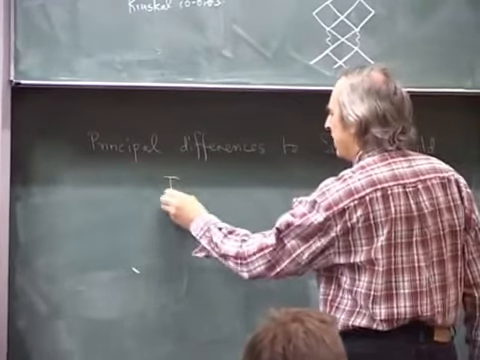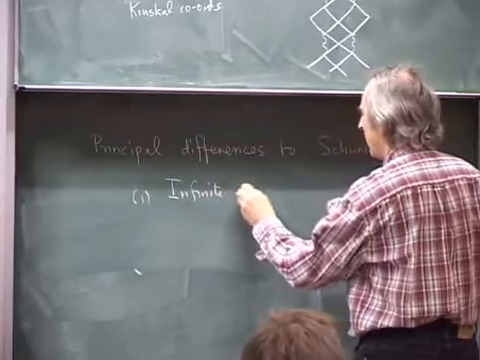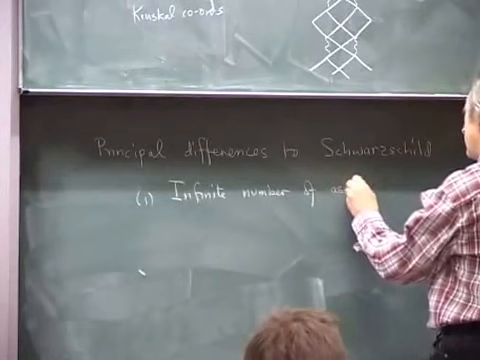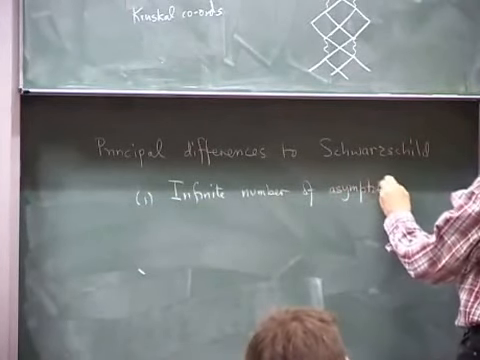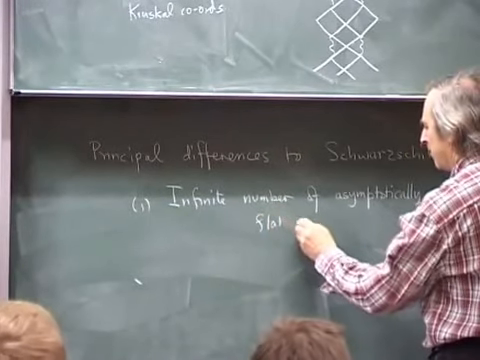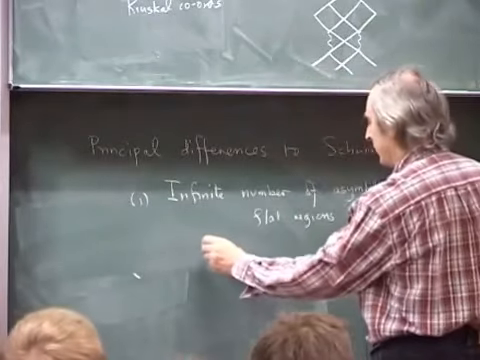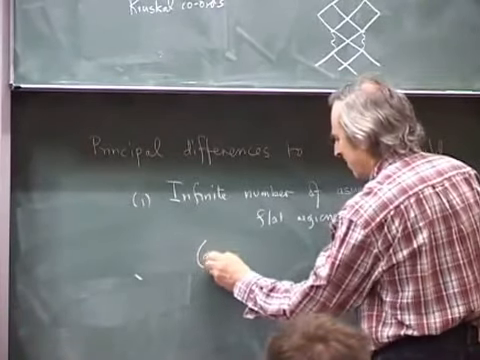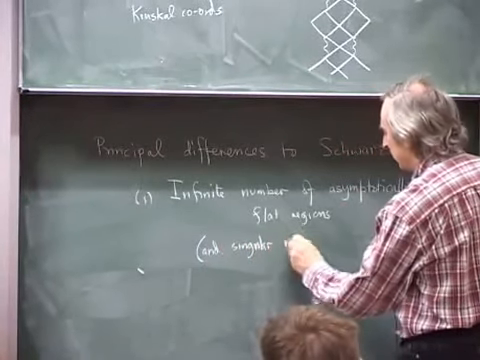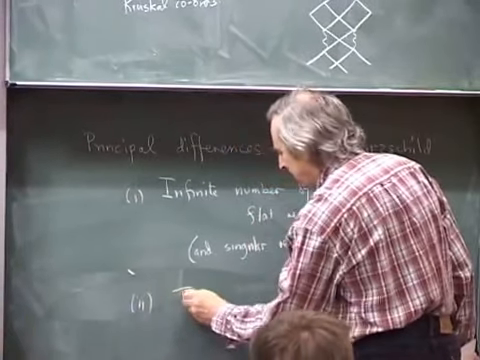So, an infinite number of asymptotically flat regions. An infinite number of singular regions. Well, that's all the same things. Two, time-like singularity.